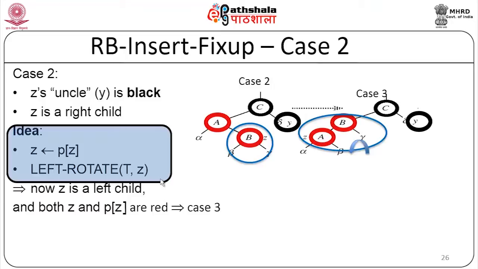So, what have we done here? Here you have z's uncle y is black, z is a right child, as you can see. Now, what do we do? What is the solution we have? We make z the parent of z. So, now we call z as A, and left rotate about z, and then z becomes a right child and both are red. So, we have not solved the problem; you have to go back to case 3 where both are red. So, as you can see, that is case 3.